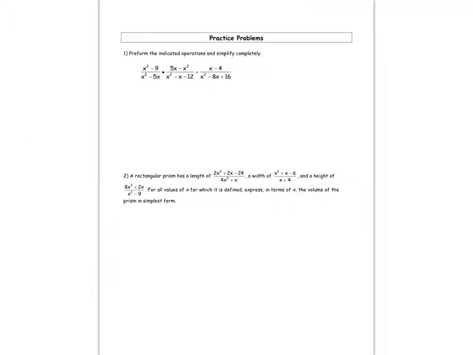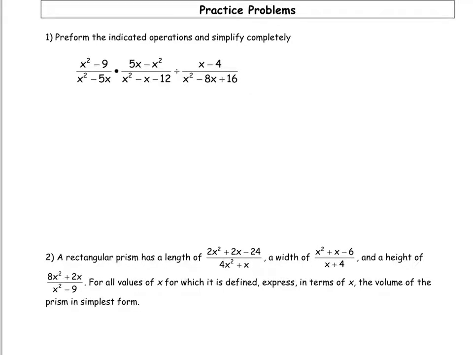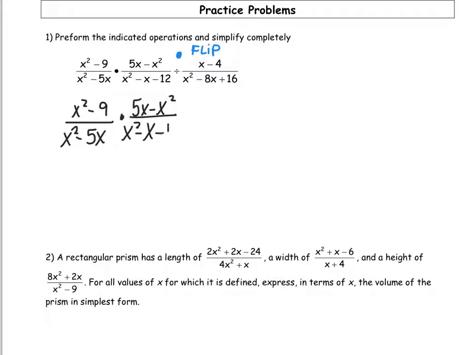Okay, sometimes I could give you multiplication and division in the same problem. So what happens here is if I have multiplication between these two, but then division between these two, I'm going to have to change the sign and flip this last one. So you always flip the one that comes after the division. So before you can do the problem, you actually have to rewrite it. The first two terms can stay the same. But the last term has to flip.